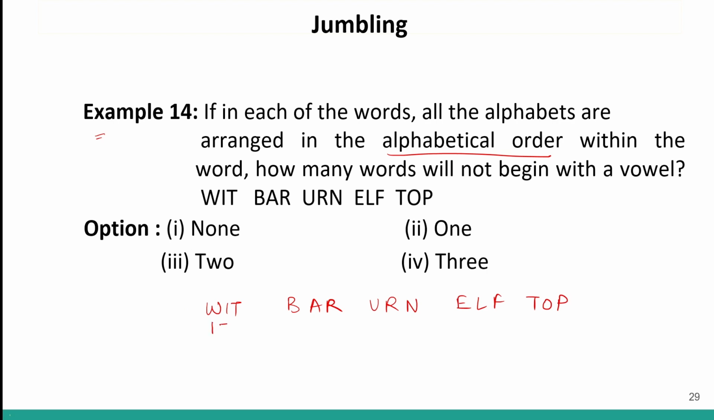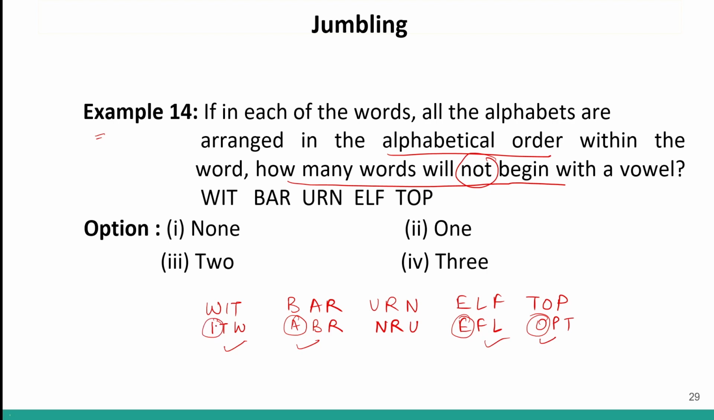So it will be I, T, W. Similarly, A, B, R. Over here it will be N, R, U. Here it will be E, F, L. Here it will be O, P, T. We have to find out how many words will not begin with a vowel. So this and this all begin with a vowel. O, E, A and I. These are all vowels. It begins with a vowel. So only the word NRU is a word that does not begin with a vowel. So our answer will be option number 2, 1. Clear?